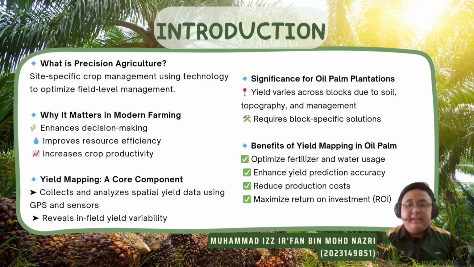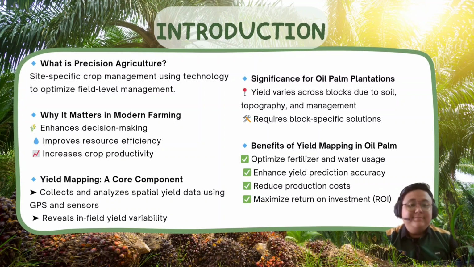By understanding yield difference across blocks, we can improve productivity, allocate resources like fertilizer more effectively, reduce overall production costs, and increase profit by focusing on the right areas. In short, yield mapping helps us make better decisions for better results.